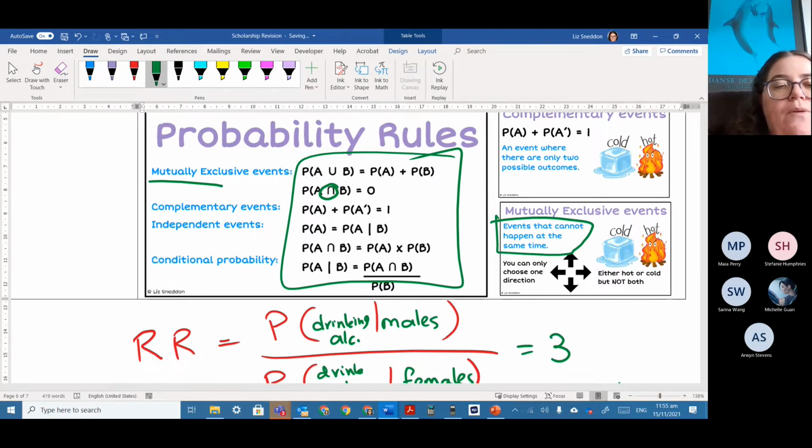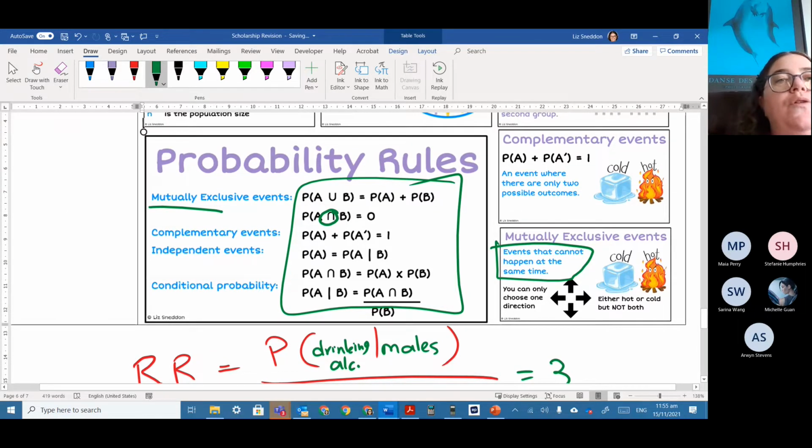Okay, complementary. Complementary just means that they are the only two possible outcomes. So hot and cold are the only possible outcomes. Whereas if I take direction, I can go north, south, east, and west, so that they would not be complementary events. North and south, if I just had those, that would be complementary. So it just means the two things have always got to add up to a probability of 1.